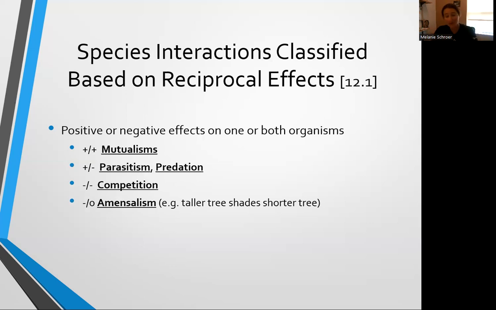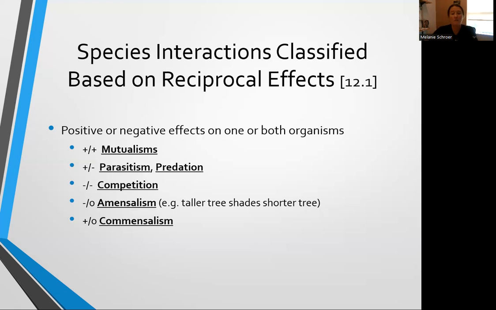Amensalism. A essentially means no. And so this is where one species is hurt and the other isn't really affected at all. So for example, a taller tree shades a shorter tree. The taller tree has no idea that the shorter tree is even there. It's not affected whatsoever, but the shorter tree, as we talked about earlier this semester, is very much going to be impacted by the shade of the taller tree. Okay, it's going to be limited in terms of photosynthesis and other resources.